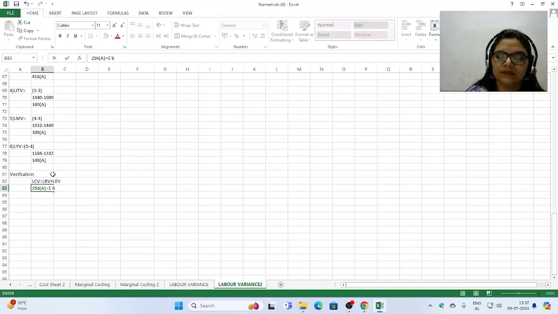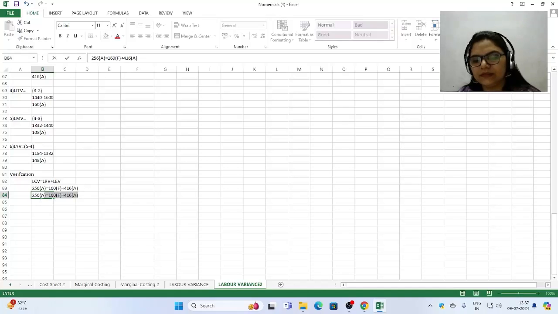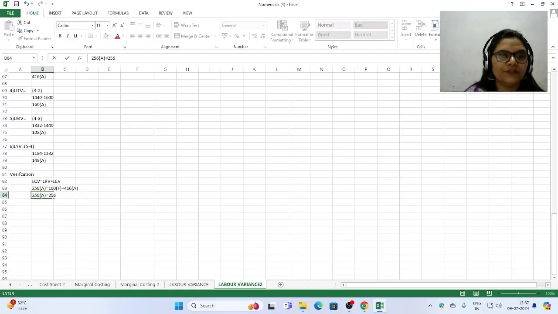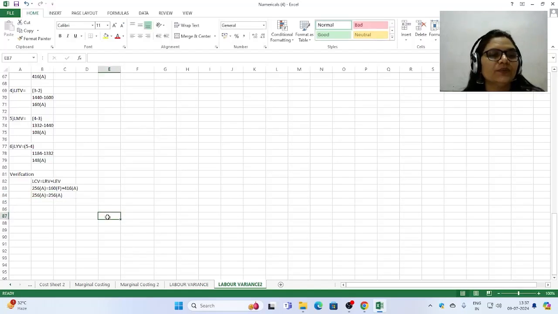160 favorable plus 416 adverse. So it will be 256 adverse is equal to, if you solve this equation, you will get 256 adverse. So hence this particular equation is verified.